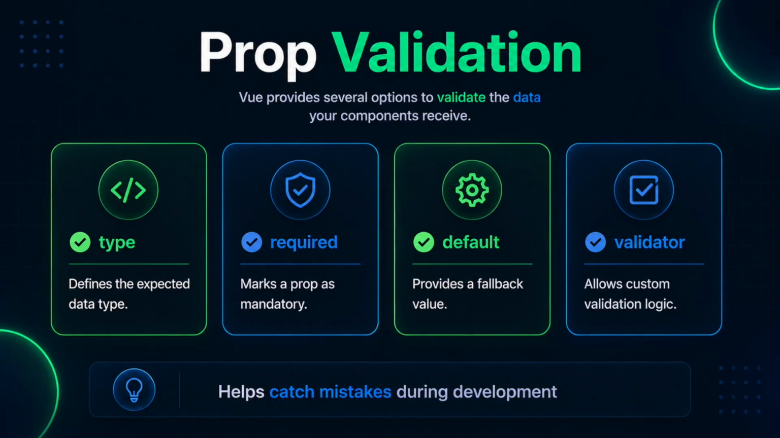Besides specifying the expected type, you can also mark a prop as required, provide a default value, or define a custom validator for more advanced validation rules. We won't cover these options in detail today, but it's useful to know they're available. As your applications grow, prop validation helps make your components more predictable, more reliable, and easier to use.